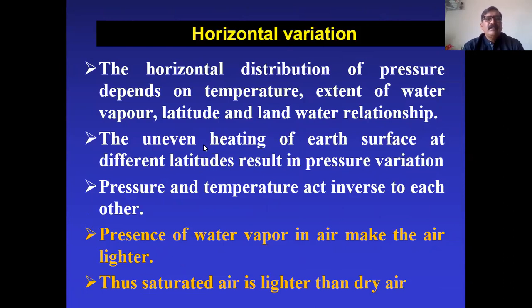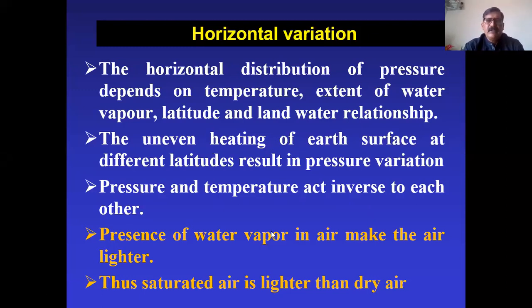And the horizontal distribution of the pressure depends on the temperature, the extent of water vapor, latitude, and the land-water relationship. The uneven heating of the earth's surface, which we have already seen in the different figures of the earth, results in a pressure variation by latitude. Pressure and temperature act inversely to each other: as the pressure increases, the temperature decreases.